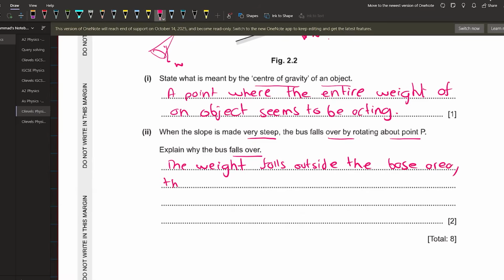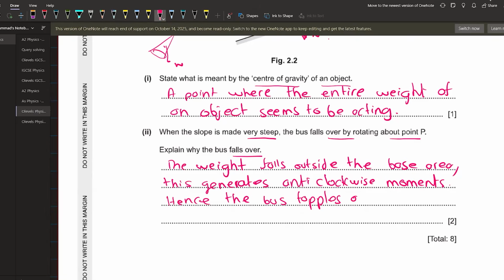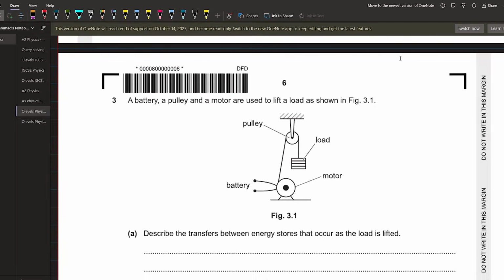This generates, this generates what? This generates anti-clockwise moments. Hence, the object or the bus topples over. Easy. आगे बढ़ते हैं. Let's move ahead.